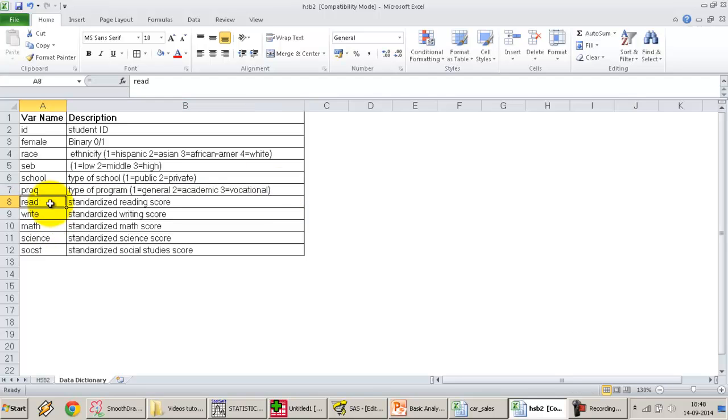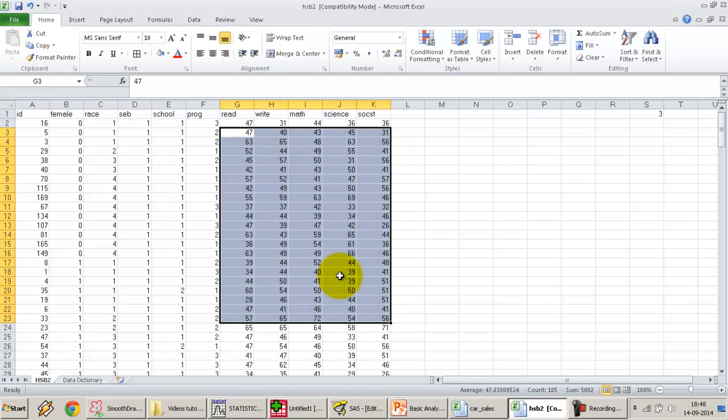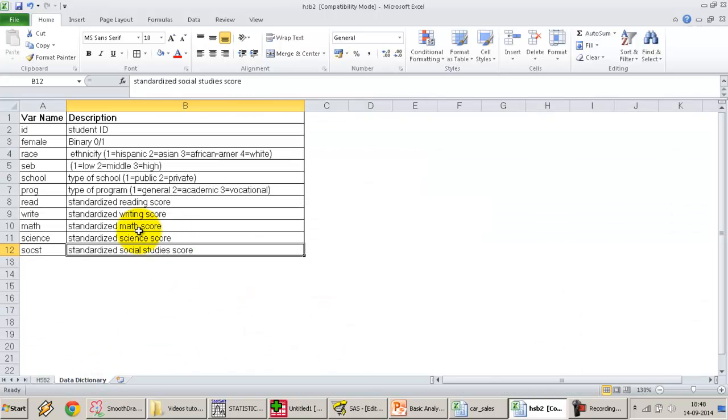Then we have the variables, which is the read score, the write score, the math score, the science score, and the social studies score. So these are exams which the students have been subjected to, right? And these are the scores which the students have obtained in their exams, right? Now this kind of variable does have direction, does have magnitude, right?